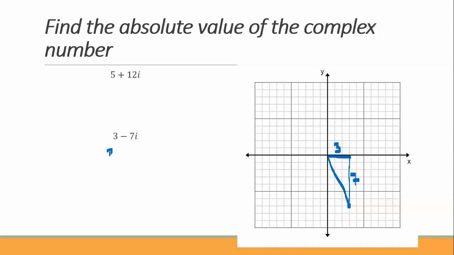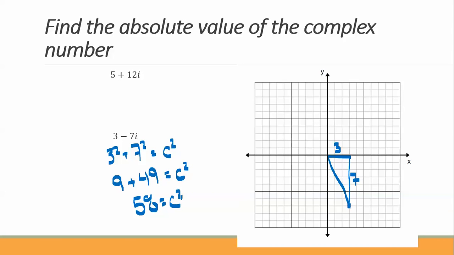So we'll do 3 squared plus 7 squared is c squared. So 9 plus 49 is equal to c squared. So 58 equals c squared. So that means c is equal to the square root of 58. And you can stop there because that's actually an exact answer. We don't need to plug it into a calculator.